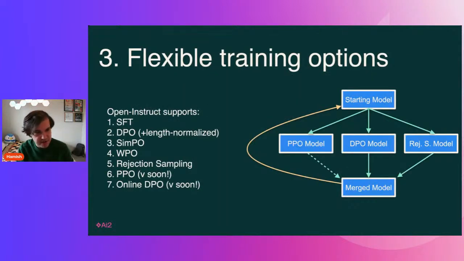And in Open-Instruct, we've added a bunch of these. We have DPO as well as a length normalized version. We've added SimPO and WPO. We've added some code for rejection sampling. And I don't know if the PR is merged yet, it should be merged this week, online training as well, with PPO and online DPO.